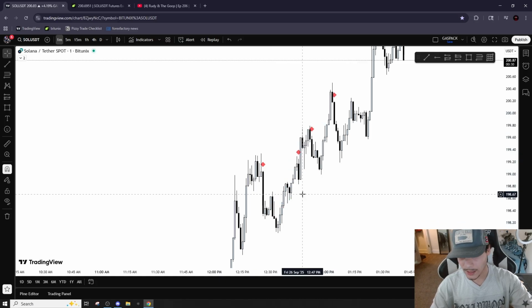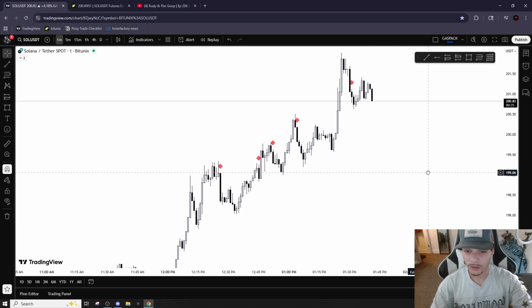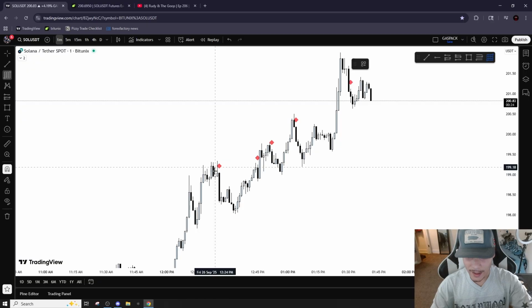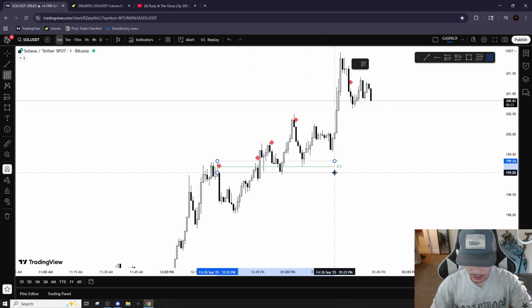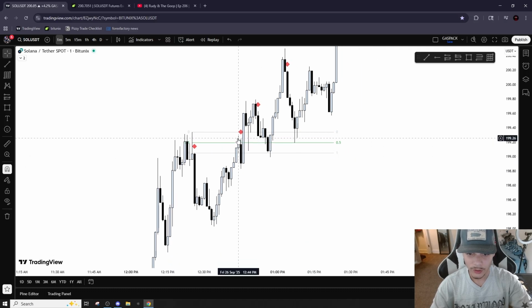So get rid of all that. Now that we used all that, where am I targeting at? This is where we get into consequent encroachment. So I had this marked out as just like, you could have taken partials here because that's kind of a significant soak wick hammer candle. And you can see we pulled into it and then we came out rejected, but then we just broke through it. So I didn't really care about that.